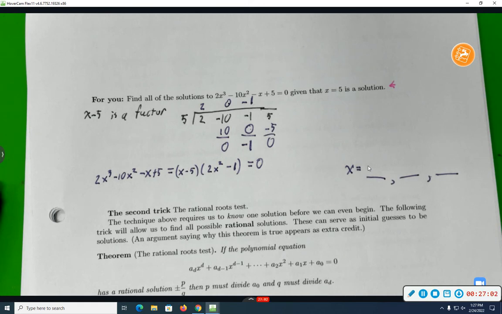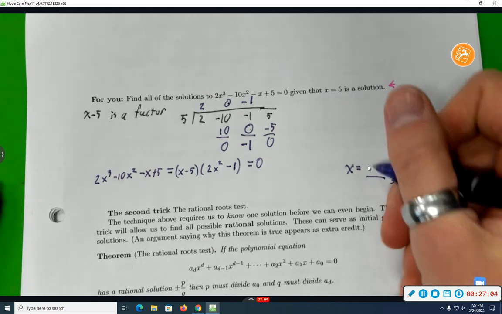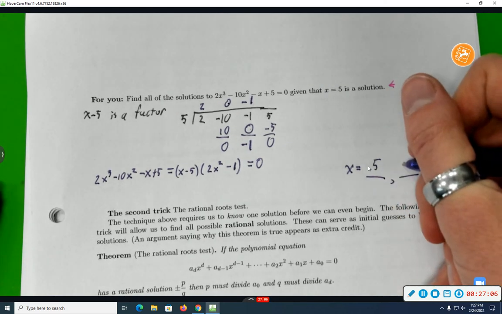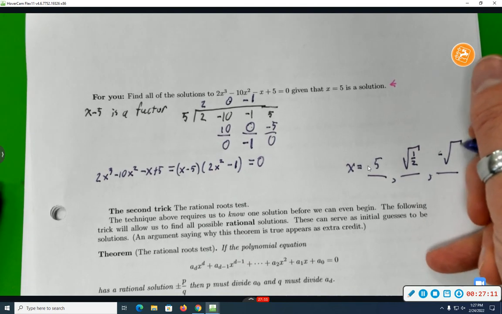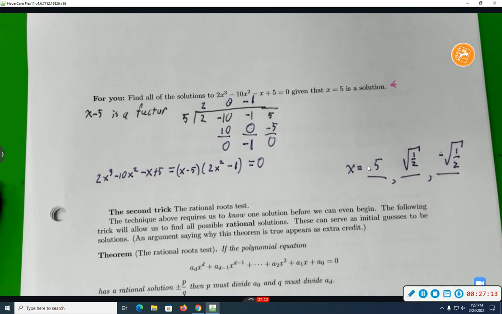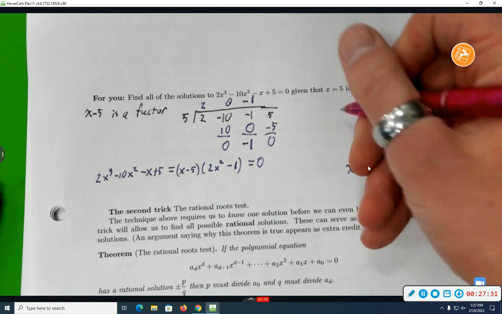Yeah. I had positive square root 1/2 and negative square root 1/2. You are correct. There's only one simplification that I'll make. I won't like seeing a fraction under a square root, and I won't like seeing a square root in the denominator. So I'll rewrite those a little bit. That's a correct answer. My only complaint is simplify.